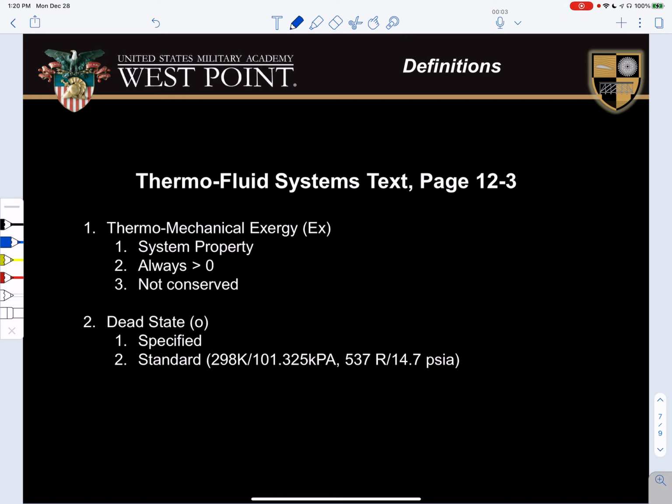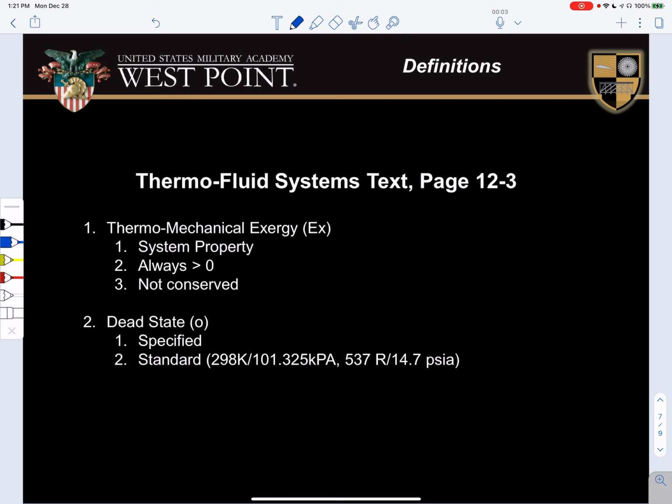It must always be greater than 0. It is a subset of the overall energy of the system. And as such, it's always greater than or equal to 0 if it's the dead state. And then finally, it's not conserved. I said previously, I'll reiterate that this is a description of the quality of the energy, the utility of the energy to conduct work.